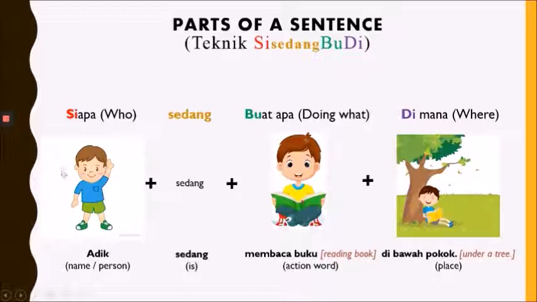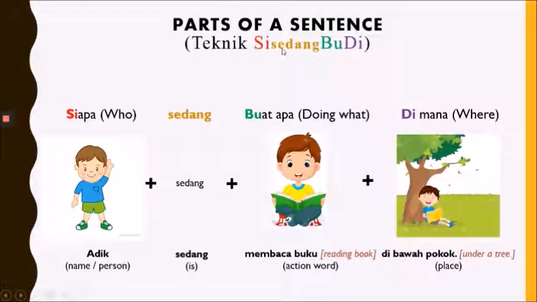All right. So the first part of the sentence, we know si, S-I, it stands for siapa, okay? So who is this siapa in here? What's his name? Or who is he? Right? So we know that it is called adik. Adik also means little or younger brother or little sister. Okay, in this picture here is a boy, so it's a little brother.